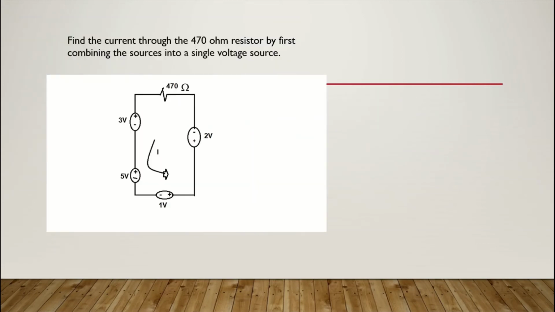An example of KVL, using Kirchhoff's voltage law. Find the current through the 470 ohm resistor by first combining the sources into a single voltage source. As you can see, if we're going to examine the circuit, we have how many sources of voltage? We have 1, 2, 3, and 4. The 3 volts, 5 volts, 1 volt, and 2 volts. And as you can also observe, the direction of the current I is counterclockwise.